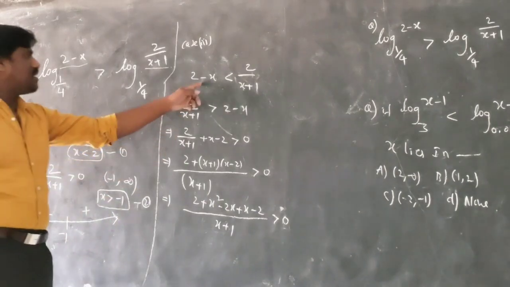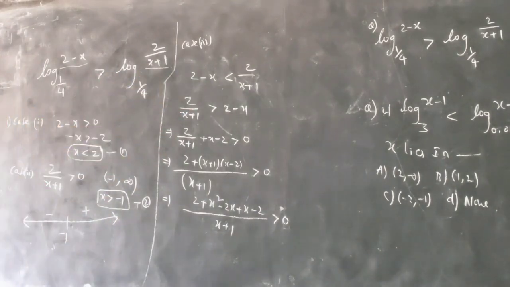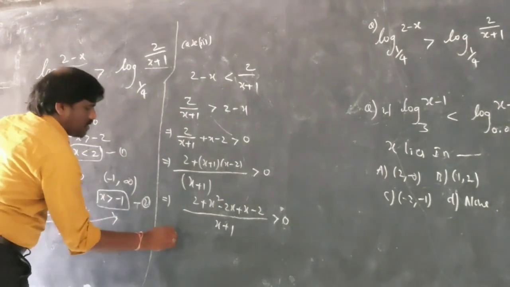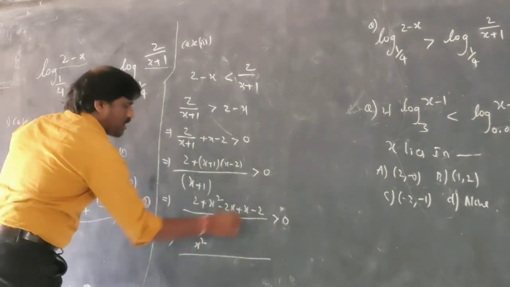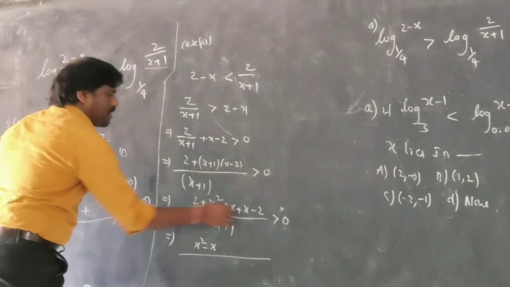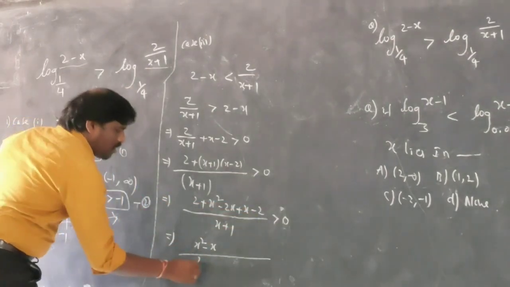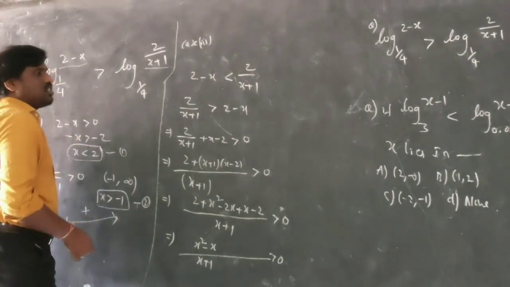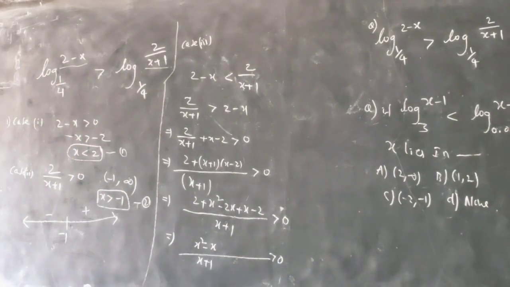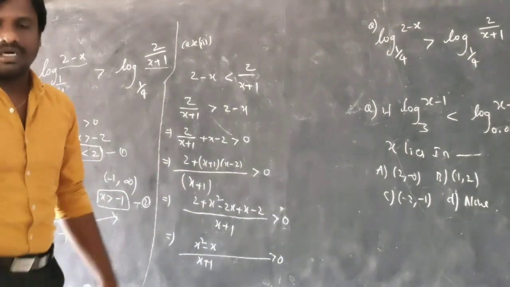Hope you understand this. The inequality changes, so the rule has stayed. So what I get here, I am going to get on the numerator x square minus 2x plus 6 minus x, and this plus 2 minus 2 cancelled out. On the bottom is x plus 1 greater than 0. So what is the solution for this inequality is most important. This inequality, you got these two solutions. Let us go for the third solution.